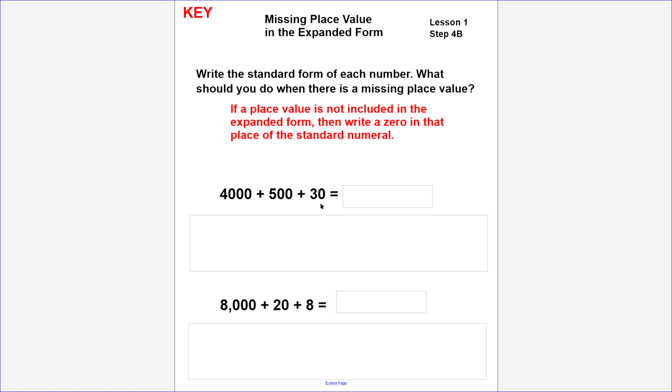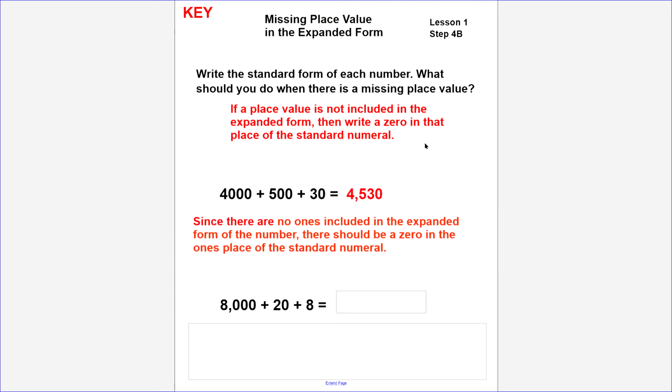I'm noticing that in this expanded form, there's no value in the ones place. So when I write this in standard form, I'll put a 0 in the ones place. 4,000 plus 500 plus 30 equals 4,530. Since there are no ones included in the expanded form of this number, there should be a 0 in the ones place of the standard numeral.